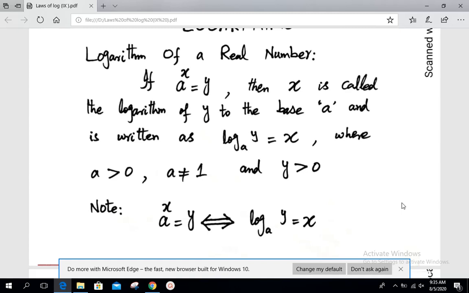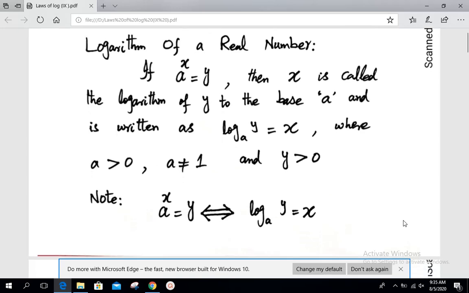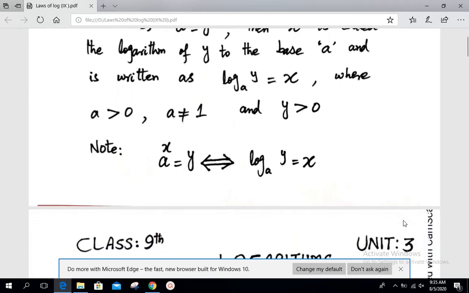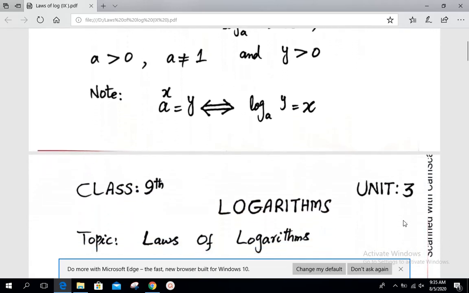Viewers, the two kinds of logs will be in our discussion. One is called common log and another is called natural log. The logarithms with base 10 are called common logs, whereas the logarithms with base e, where e is an irrational number, are called natural logs. Clear? Now we move towards the most important 4 laws of logarithms.